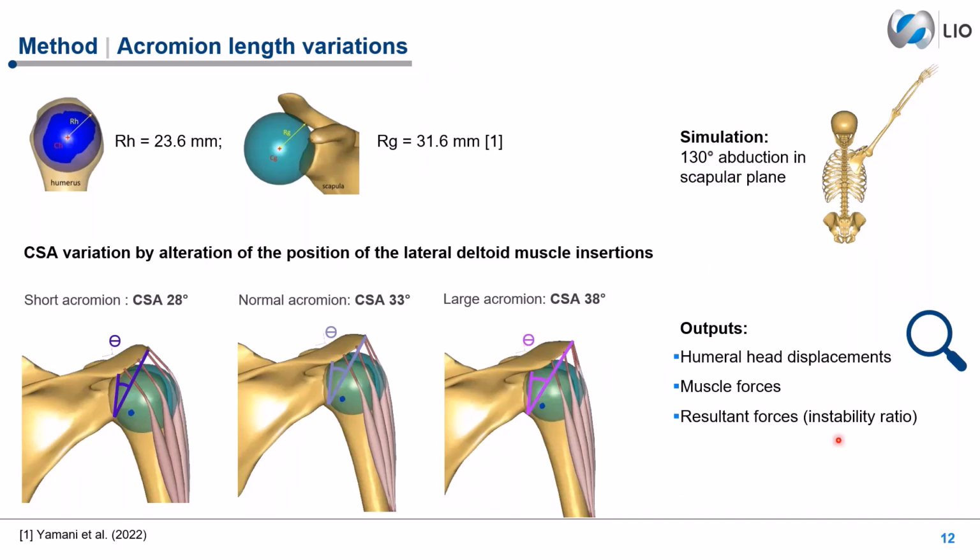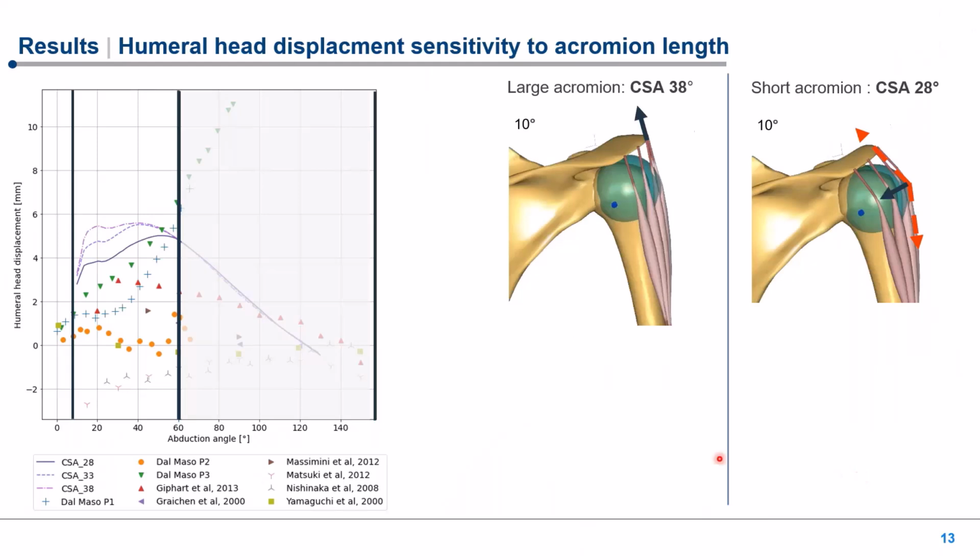We consider the instability ratio, which is the ratio between the shear forces and the compression forces. So in the first phase of the movement, we can see that with a large CSA, there is more displacement of the humeral head in the superior direction. This can be explained by the line of action of the deltoid, which is more vertical and pulls the humeral head upwards. And the order of magnitude is consistent with the range of displacement that has been found in the literature. So you can see the dots on the graph here.